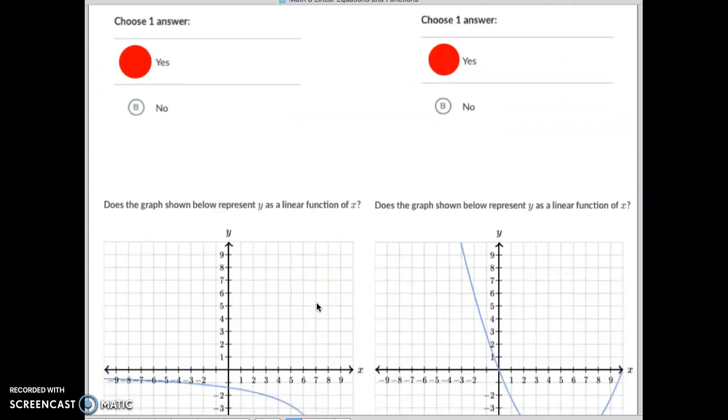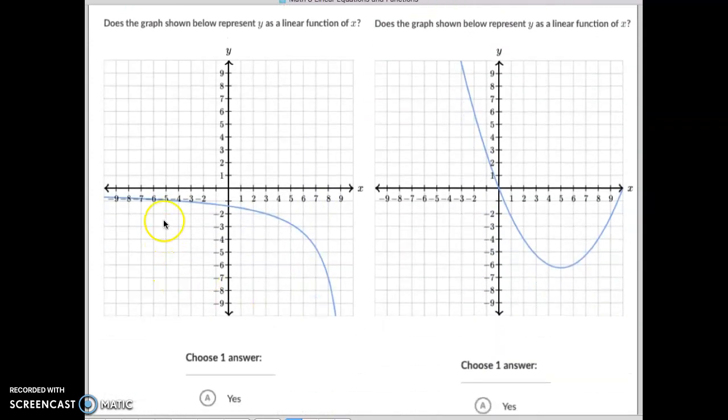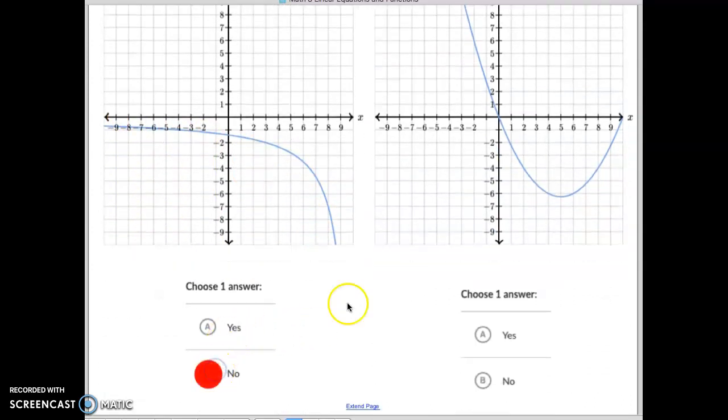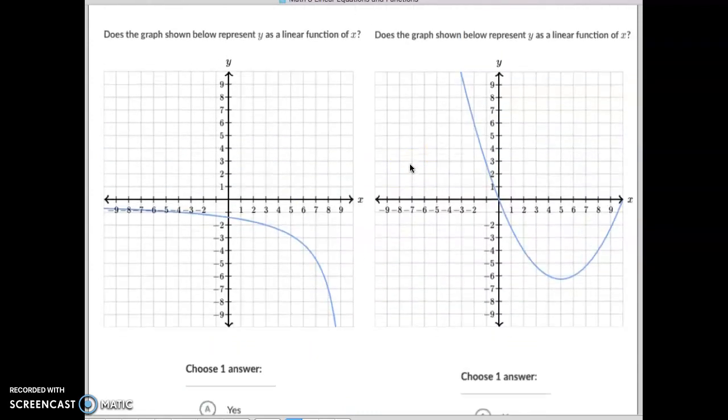Now, how do we do it on the graphs? Is that a straight line or is that a curved line? Hopefully you said to yourself, well, that's a curved line. Then that is not a linear line. Linear means a straight line. Yeah, it's that easy. Is this a straight line? No, it's a curved line.